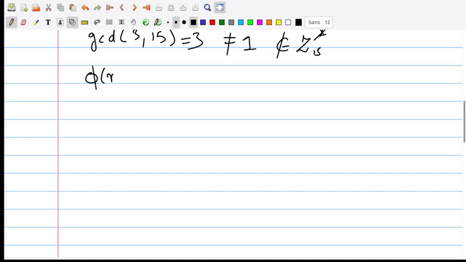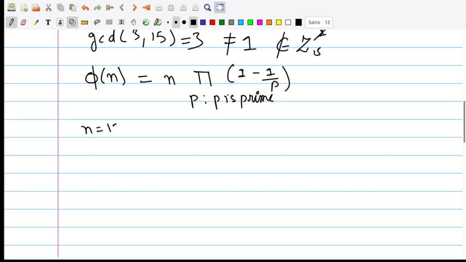So the phi n is basically defined as n into the product of p, where p is prime, of 1 minus 1 over p. Okay, I'll explain what I mean by this. All right. So, for instance, in our example, n was 15.